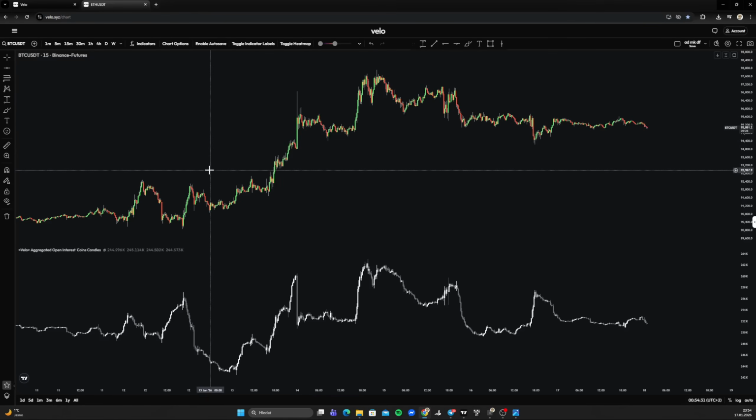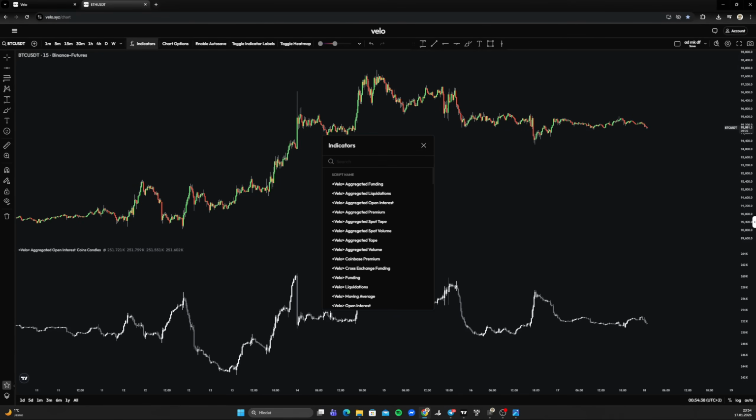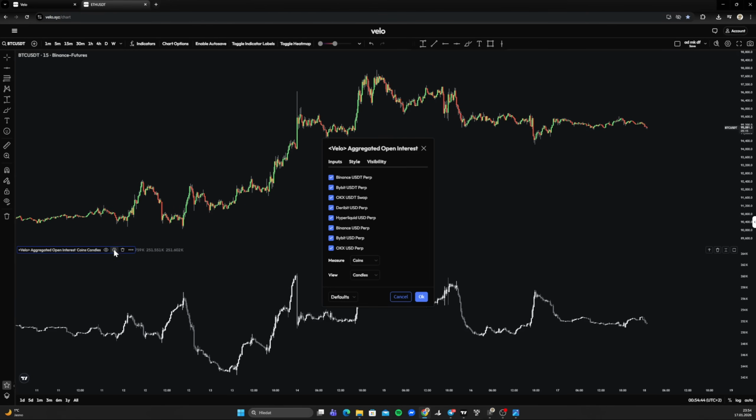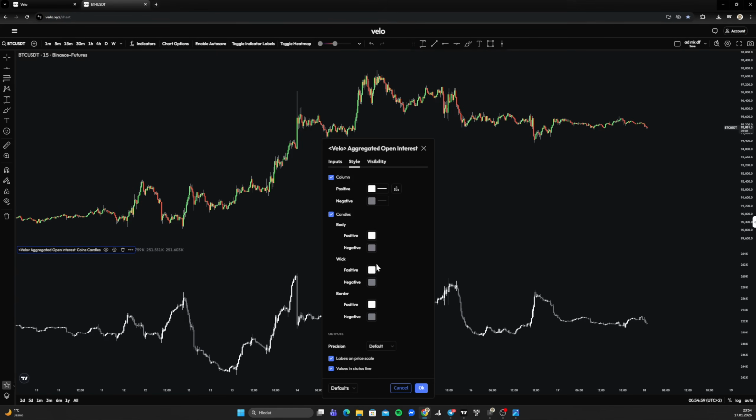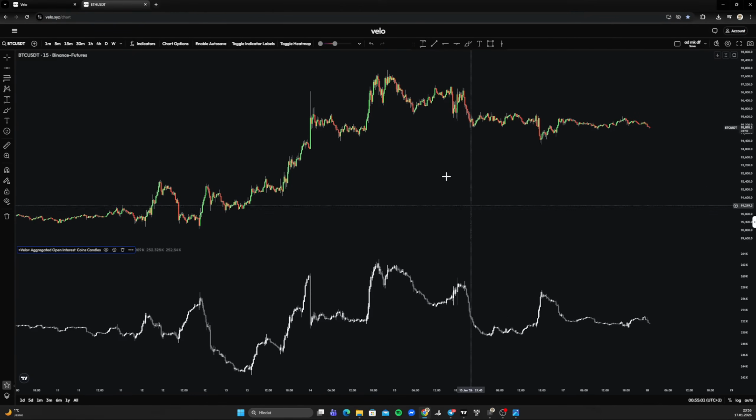So this is the simple BTC price action. This bottom indicator is aggregated open interest. You can find it in indicators on Velo. You just click on aggregated open interest. It's basic, you don't need to switch anything. Just put it in coins, because it's more accurate. When you switch to dollars, it's not as accurate, so I recommend coins, candles. Everything is set and we can look at the charts.